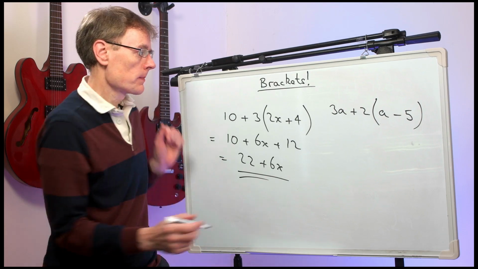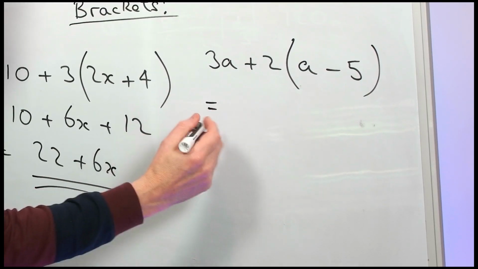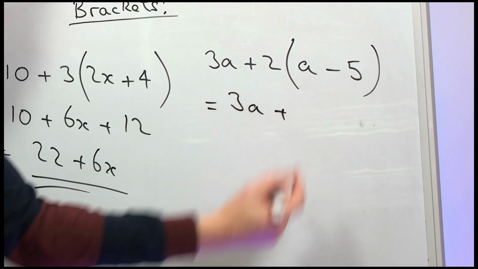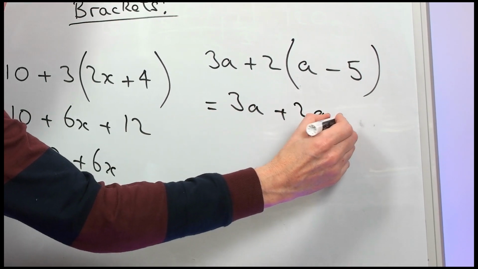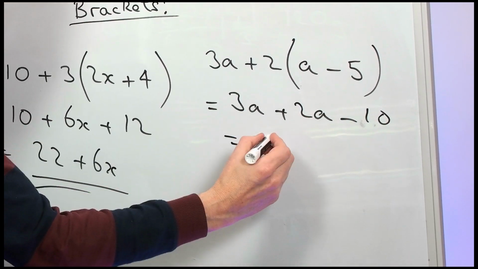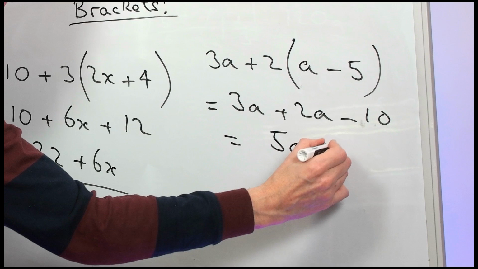Now the second one. So this 3a is on its own. We have 3a plus 2 times that. So that's 2a minus 10. So now we can add it up. We get 5a minus 10.